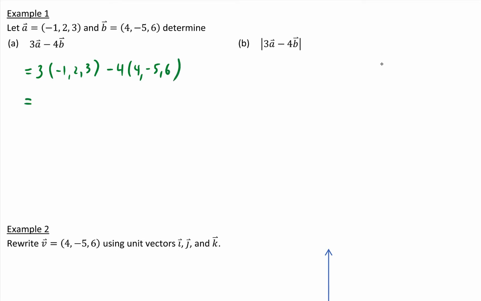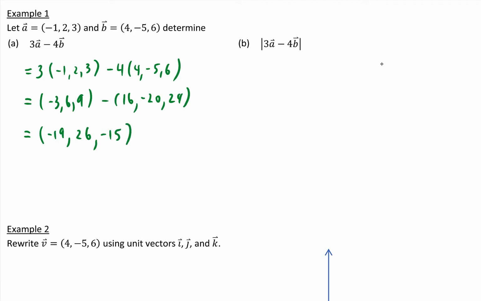First of all, we're going to multiply the scalar by the vector. So we have negative 3, 6, and 9, minus 16, negative 20, and 24. And if we subtract those two vectors, we end up with negative 19, 26, and negative 15. So that is 3A minus 4B.